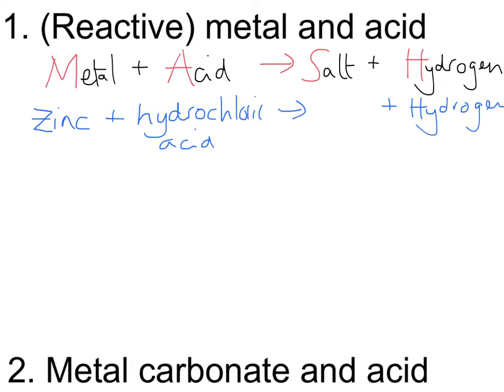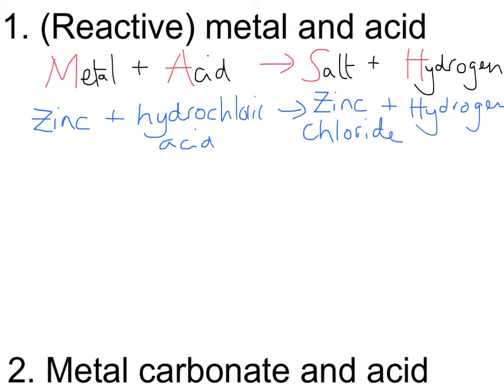Okay, so what's the salt? Well, we've seen this before. We take the metal, that's the first part of the salt, and then the second part of the salt comes from the hydrochloric acid. So it makes a chloride. So hydrochloric acid always makes a chloride.